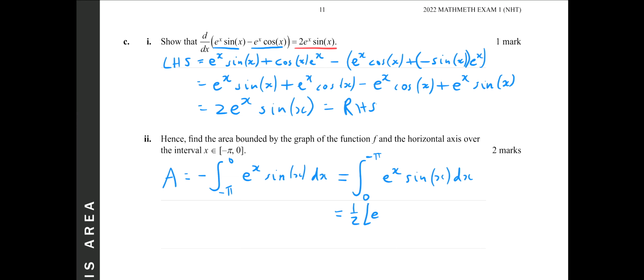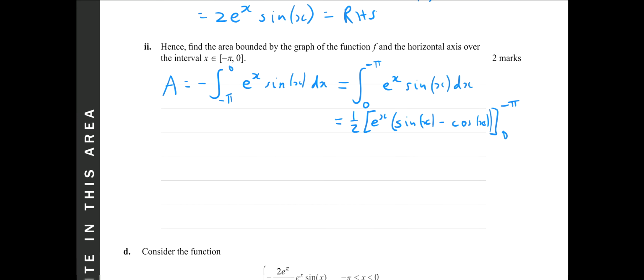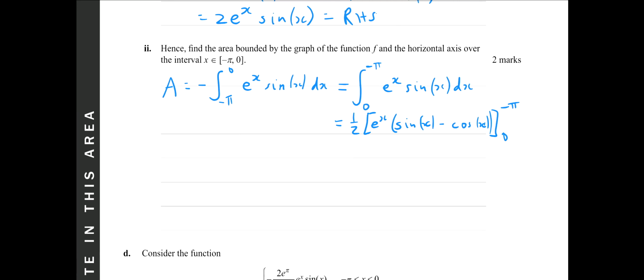It's going to be e to the x, and we have e to the x happen twice actually, so we can just factorize it out, just make it a little bit easier for us. E to the x, sine x minus cos x, not with respect to x, we need to put a square bracket. So square bracket, negative pi on the top, and 0 on the bottom. There you go. And now all we have to do is just work this out 1 by 1.